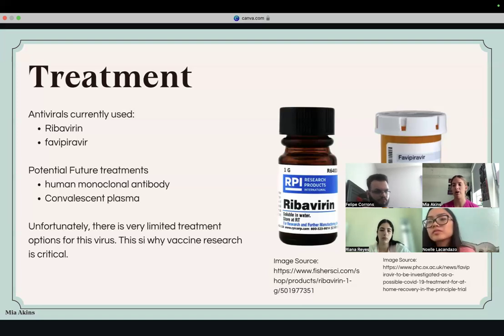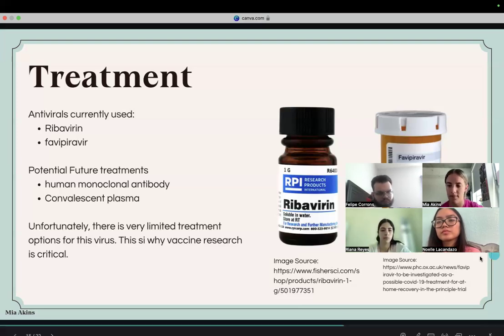That's where you're using the blood or the plasma from a patient who has survived a Lassa virus infection and then giving it to someone who currently has the infection. Again, those two things are still being studied to see their effectiveness and safety. Overall, there are fairly limited treatment options and more research needs to be done. So that kind of segues us into our next segment about vaccines.